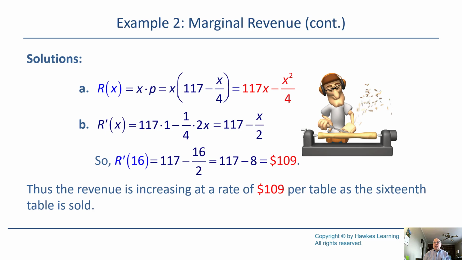So when the 16th table is sold, your tables are increasing the revenue at $109 per table. So the next one should bring in another $109. And if you just need a couple more, you could extend that to $109 for the next several tables until it changes. It should be pretty close. Not perfect, but if you just need a pretty good figure, the derivative can do a fantastic job for marginal revenue.